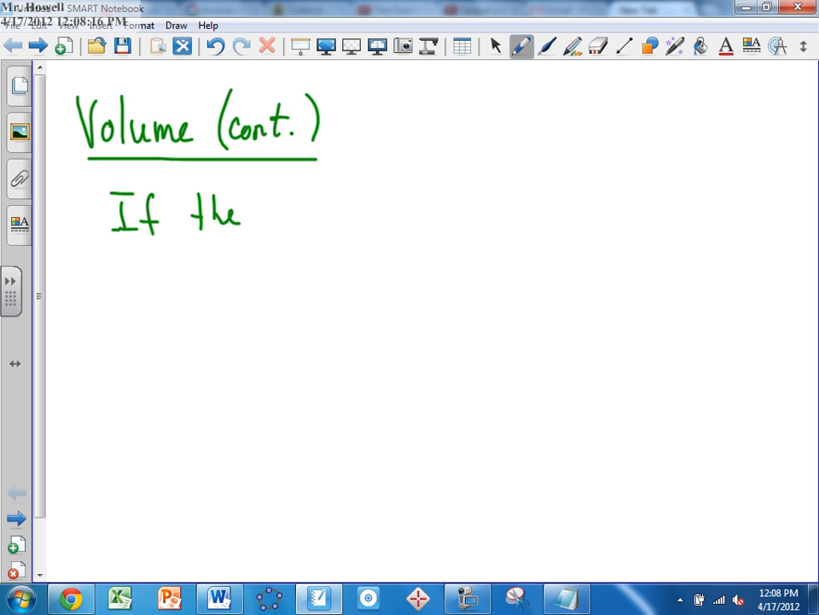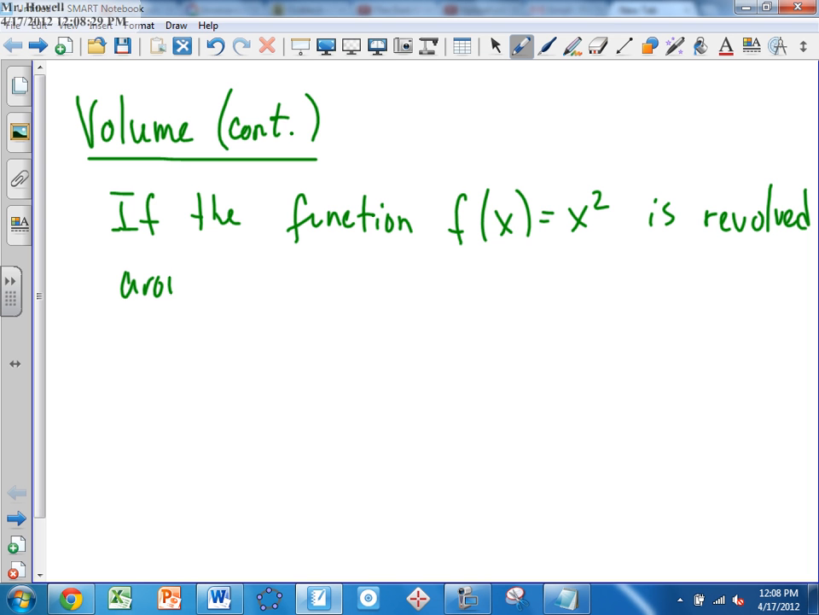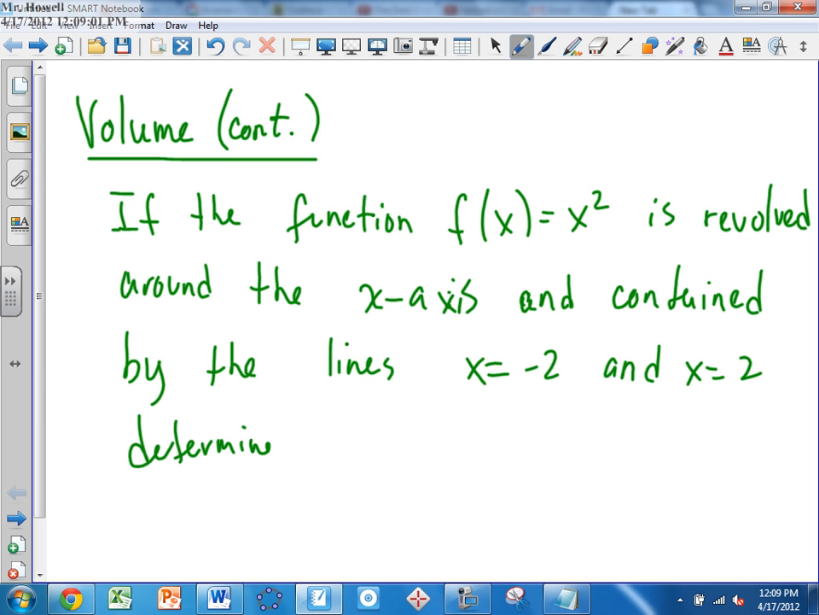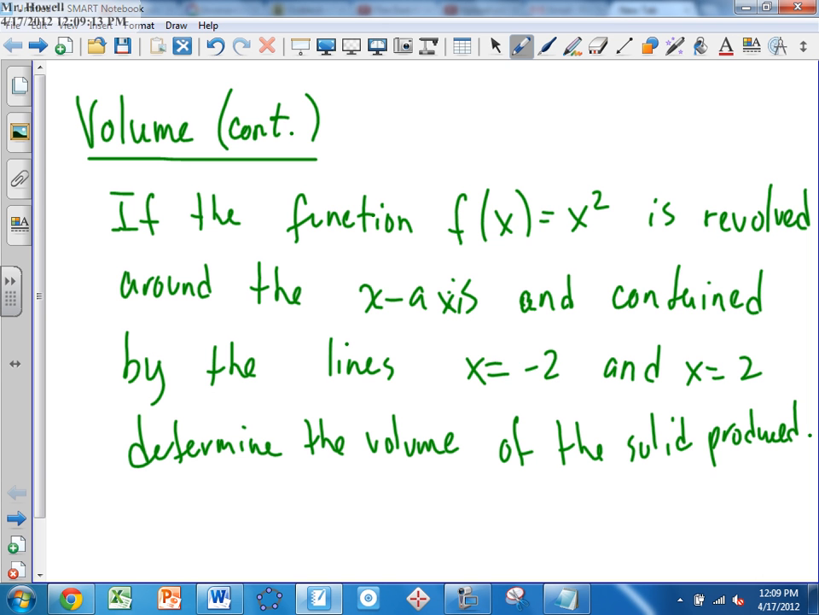The function f of x equals x squared is revolved around the x-axis and contained by the lines x equals -2 and x equals +2. Determine the volume of the solid produced.